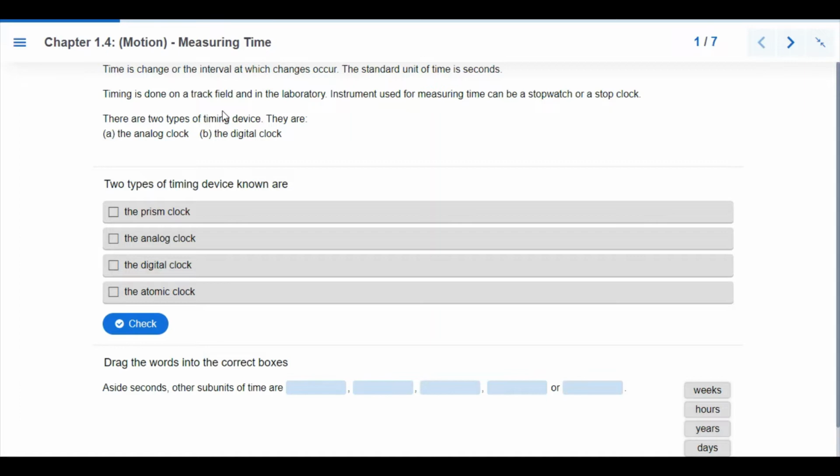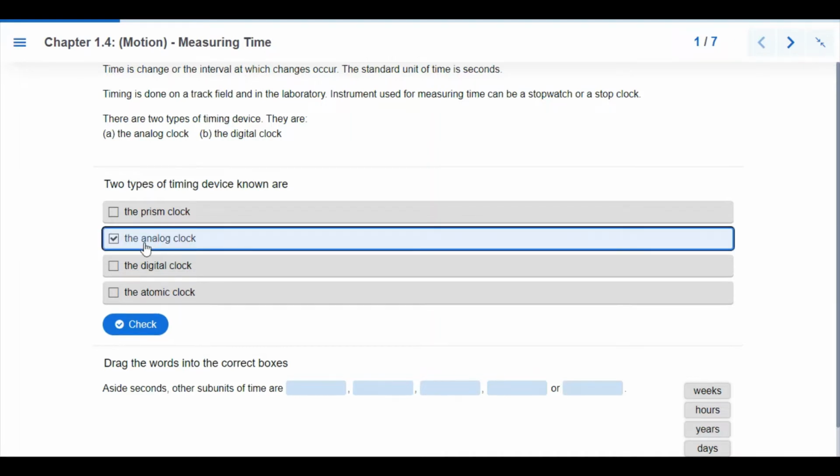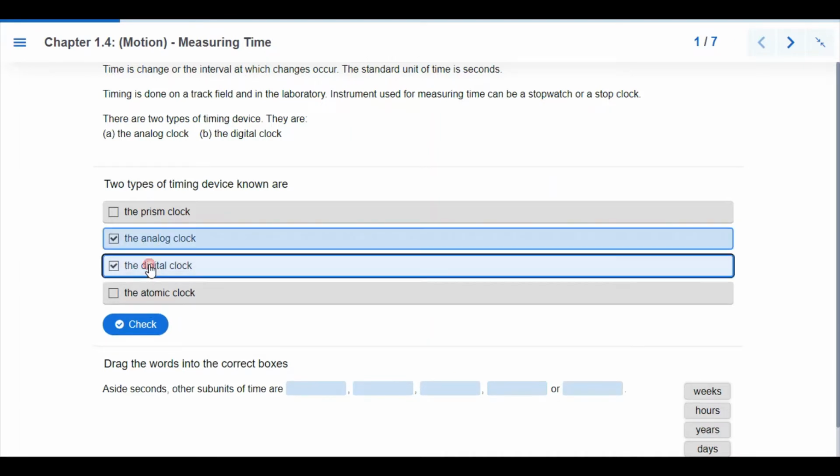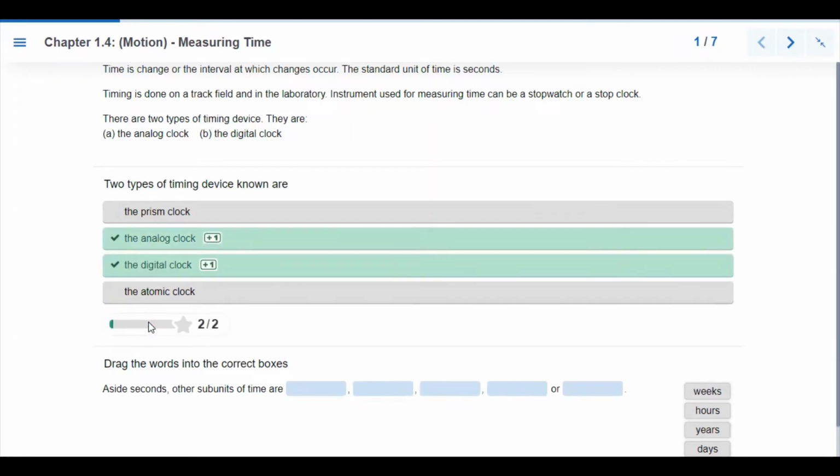There are two types of timing device. They are the analog clock and the digital clock. Let's go through this exercise. Two types of timing device known are the analog clock and the digital clock. Let's check. Good.